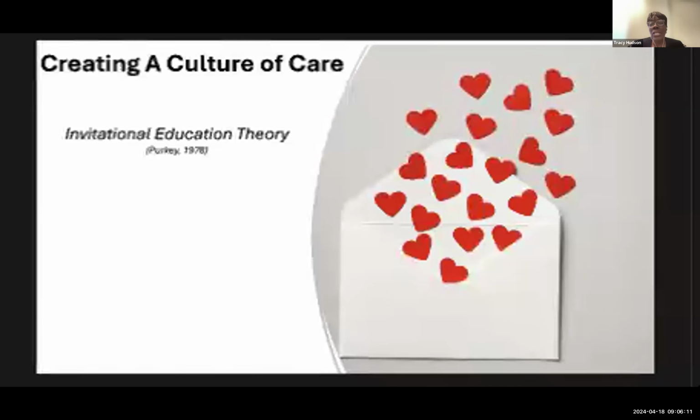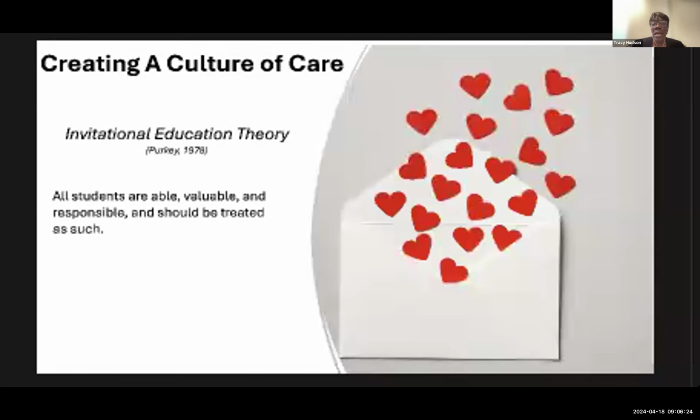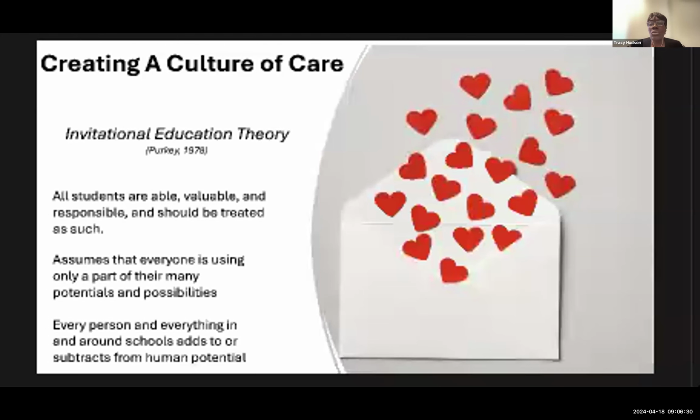And invitational education, which was coined by Dr. William Purkey, is based on an imaginative act of hope that explains how human potential can be realized. It asserts that all students are able, valuable, and responsible and should be treated as such. The theory assumes that people are only using a part of their many potentials and possibilities, just a part. And furthermore, every person and everything in and around schools will either add to or subtract from human potential. That's huge. You will either add or subtract from students' potential.